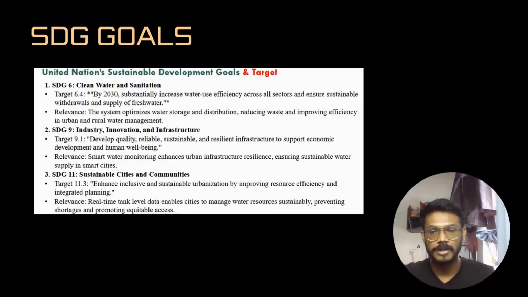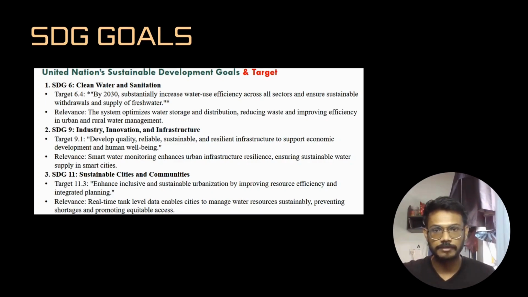So we are designing our project with respect to the United Nations Sustainable Development Goals and targets. There are 3 SDGs related to our project, which is SDG 6, clean water and sanitation. The relevance is that our design system optimizes water storage and distribution, reducing waste and improving efficiency in urban and rural water management.